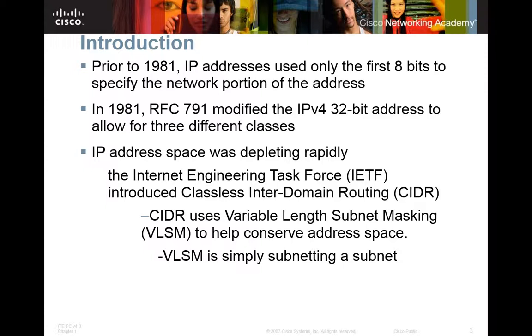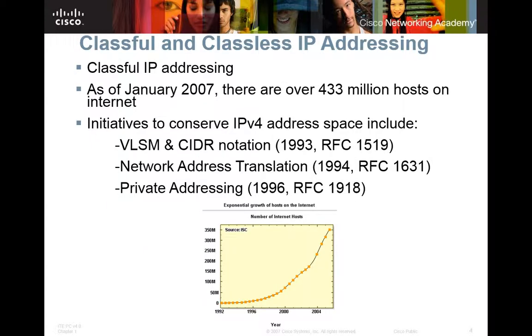Back in 1981, they found out, oh my goodness, we are going to run out of IP addresses on 32 bits. So they called the IETF, and the IETF said, hey, let's come up with this cool thing called CIDR, classless interdomain routing. That means you can use multiple subnets. You can cut down to only the portion of what you need. How many hosts do you really need? So with classful IP addressing, as of 2007, there are over 433 million hosts, and we were able to save a lot of time.